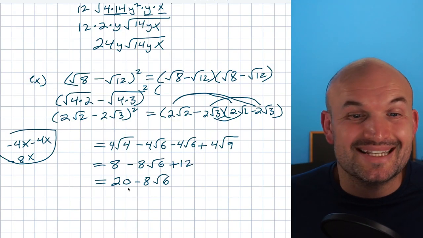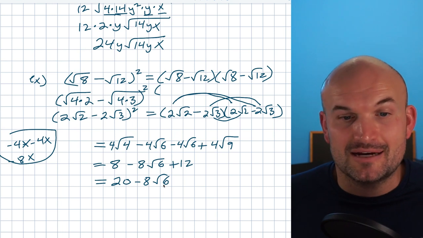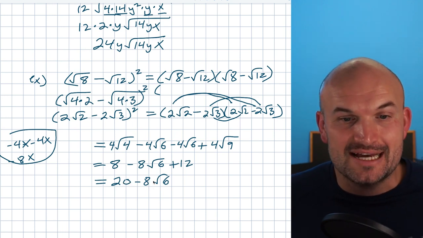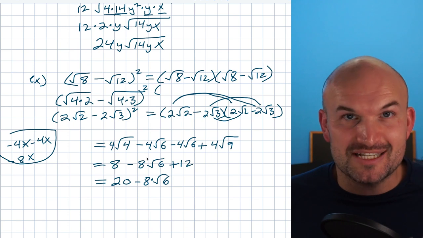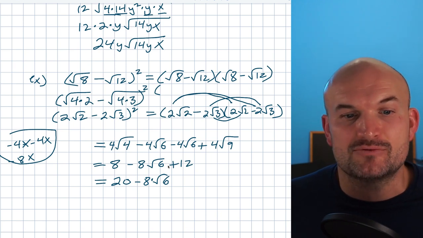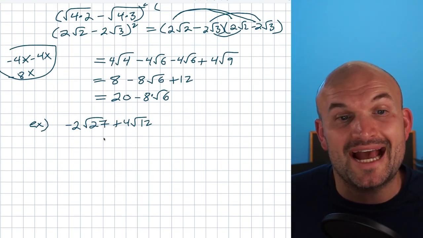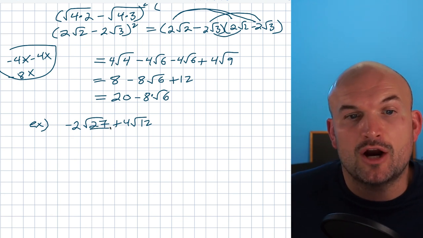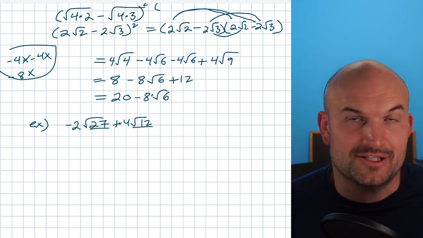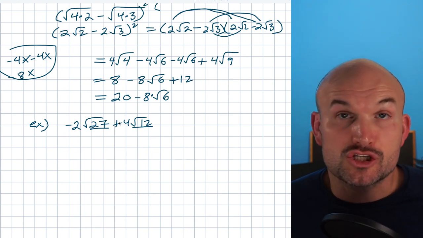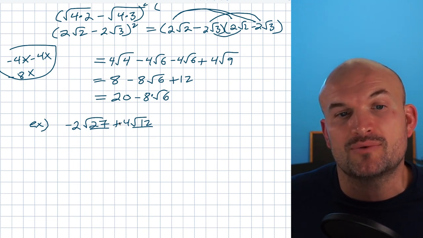Now it's important to understand that we cannot combine these, because we cannot combine this 20 and an 8, since this 8 is being multiplied by the square root of 6. But that brings us to the question: when can we add and subtract our radicals? We can only add and subtract or combine terms when our radicands and index are the same. So a cube root and a square root cannot be combined. Square roots and cube roots can each be combined, but only when the radicands are the same.